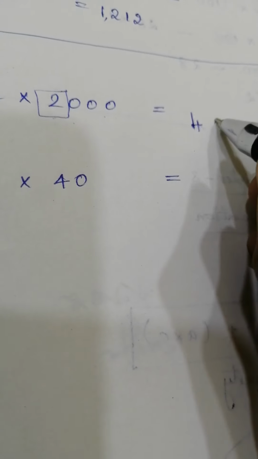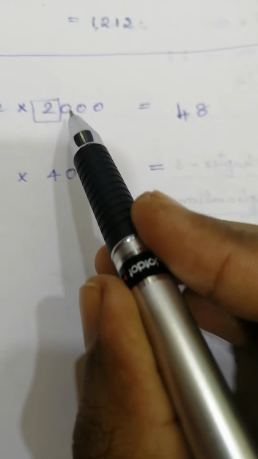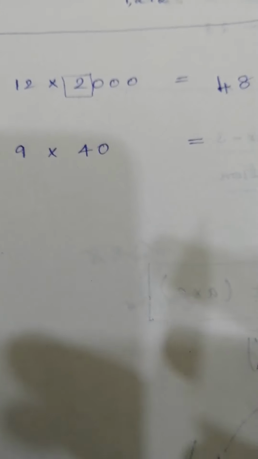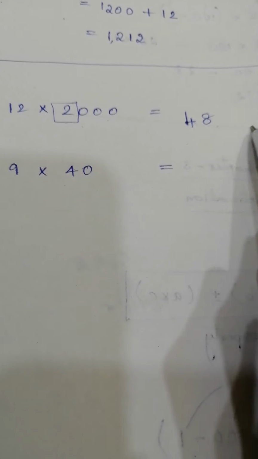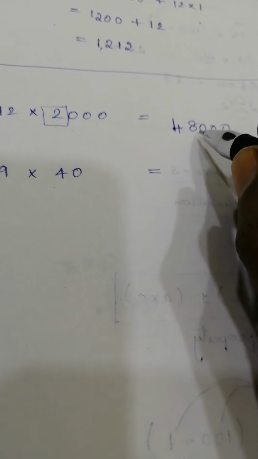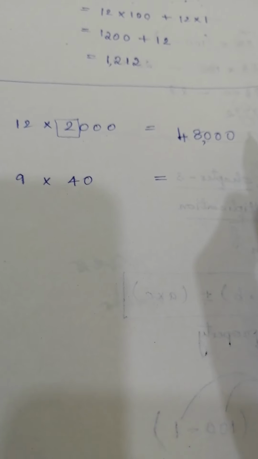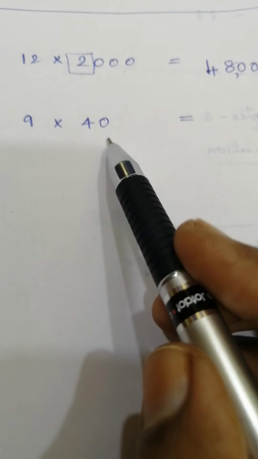48. So in our answer part, have that answer 48, and then you are going to count the number of zeros. Here how many zeros do you have? 1, 2, 3. So you are going to have 3 zeros in your answer. So 1, 2, 3. So what's your answer? 48,000.